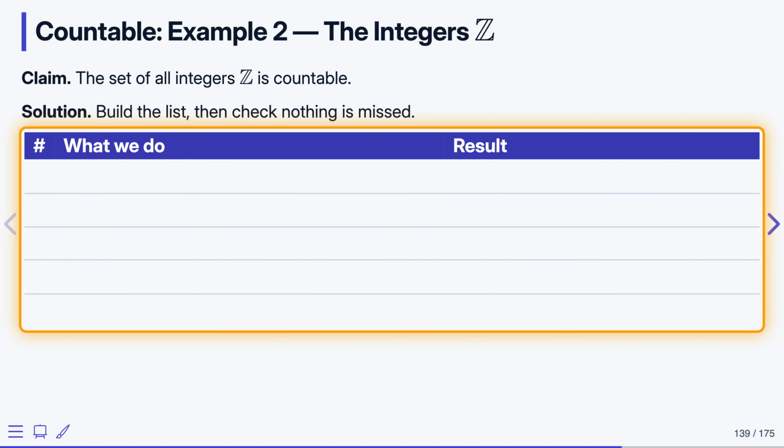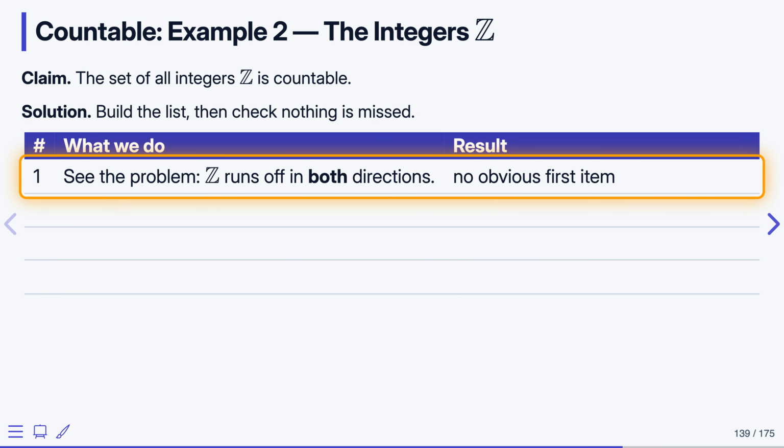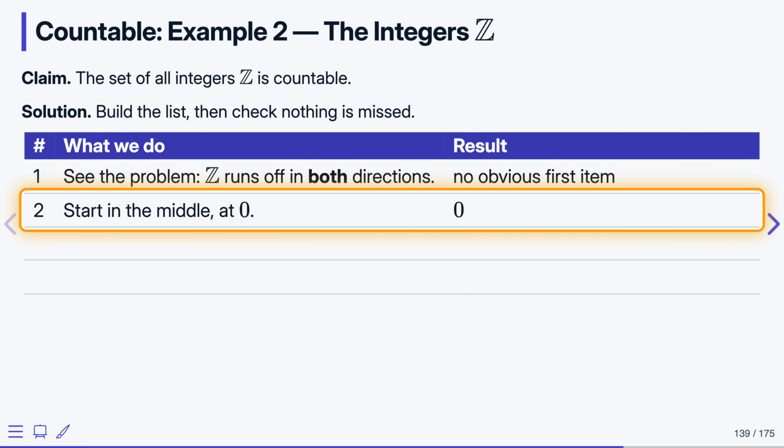Now the full set of integers. It has negative numbers, 0, and positive numbers. Step 1. See the problem first. The integers run off in both directions, so there is no obvious place to start the list. Step 2. Fix that by starting in the middle at 0.